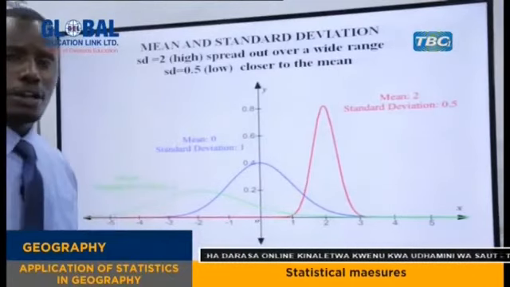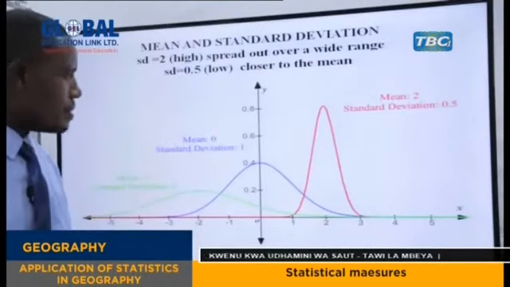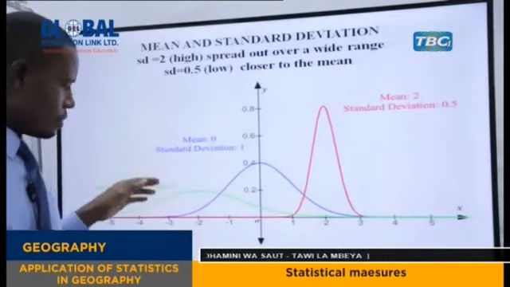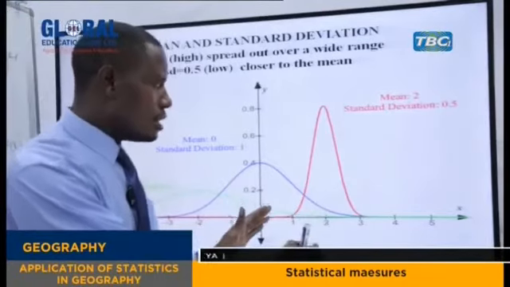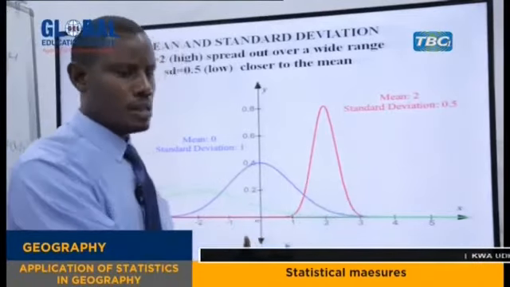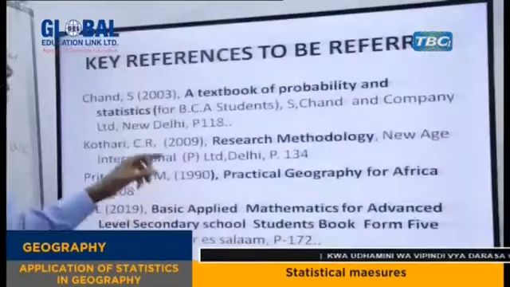So if you compute and you come up with a high standard deviation, it means your data would be staggered or spread out. But if they are closer and you have a small standard deviation, it means your data are closing in on the mean. If you want to make further reference about what we have been doing, you can refer to the following texts.